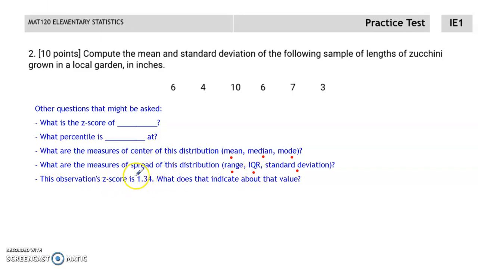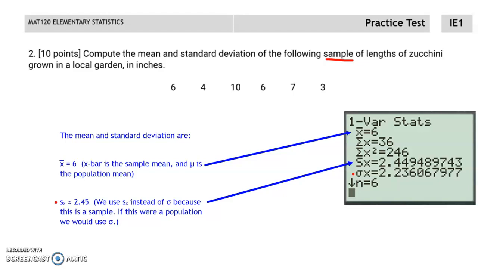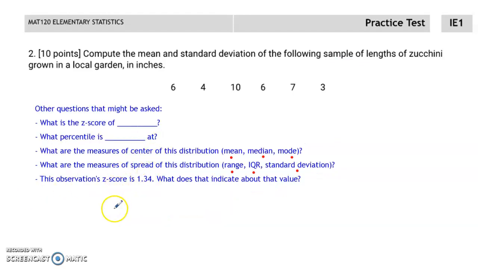Well, if the z-score is positive 1.34, that means it's above the mean. Positive number means above the mean. And 1.34 represents the fact that it is 1.34 standard deviations away from the mean. In other words, whatever the standard deviation is, I think in this case it was 2.45. It's 1.34 times that number away from the mean.